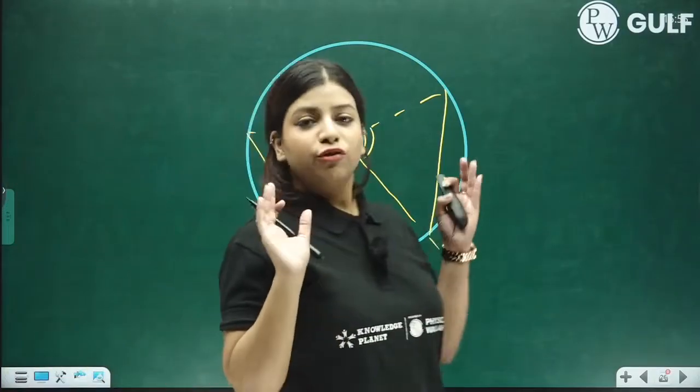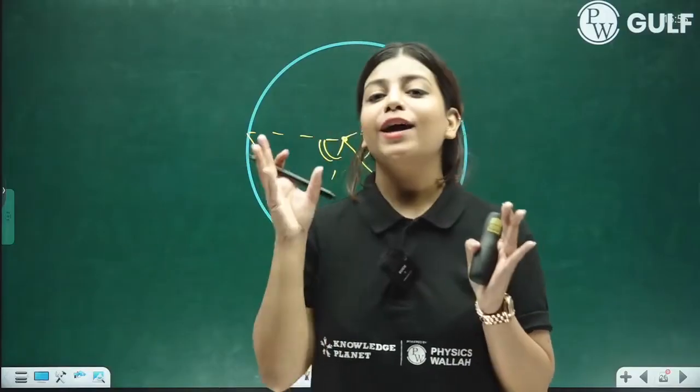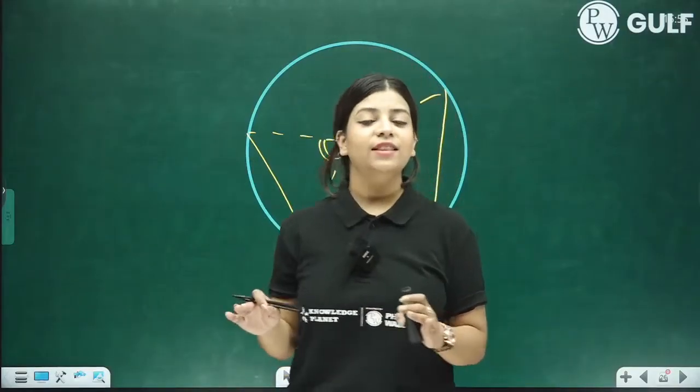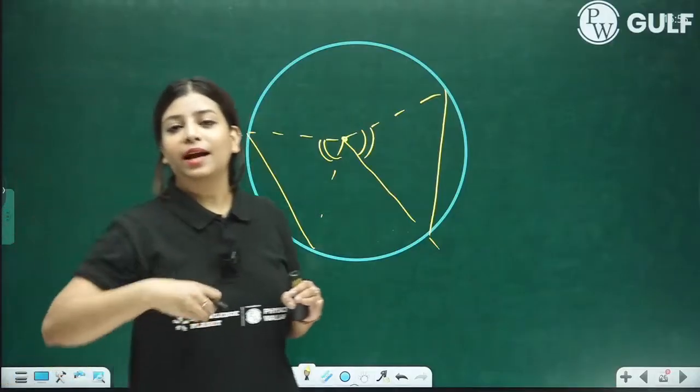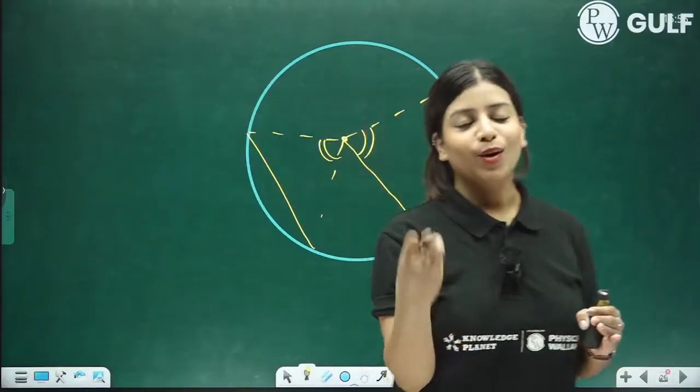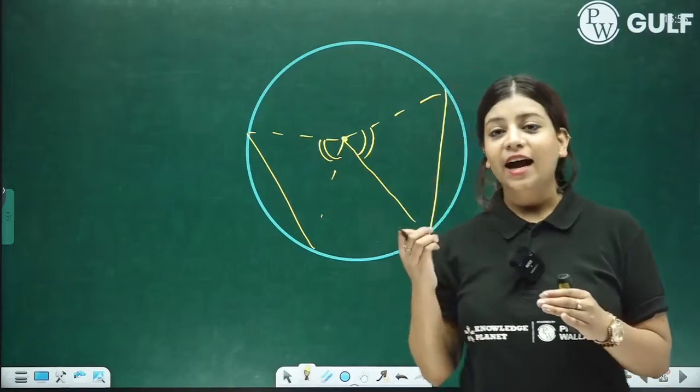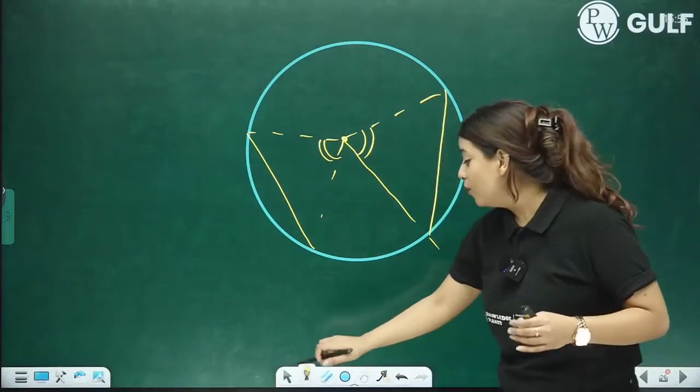So if two chords are given to you, and it is not given that they are equal in length, but it is given that they subtend equal angles at the center, then you can clearly say that these two chords are equal. How can we prove it?